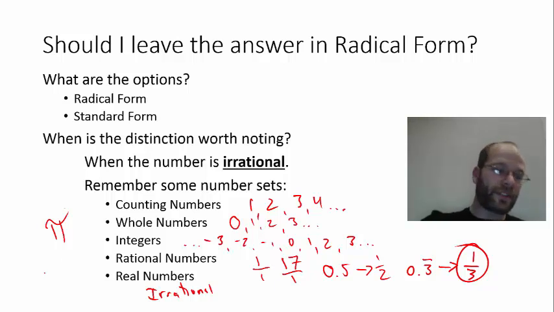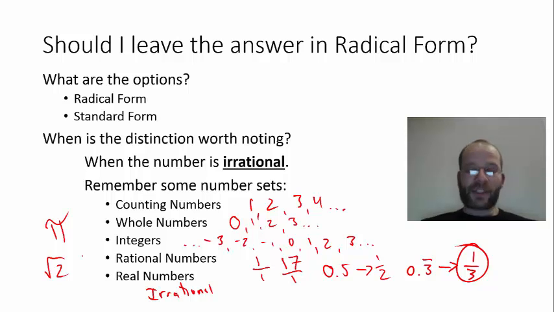Numbers like the square root of 2. If we were to ask the question, what is the square root of 2? The answer is 1.41421356237, and the number goes on and on. So it is a non-repeating decimal.